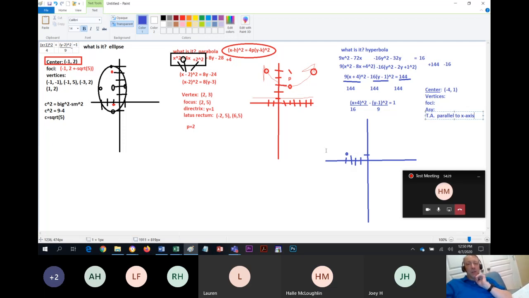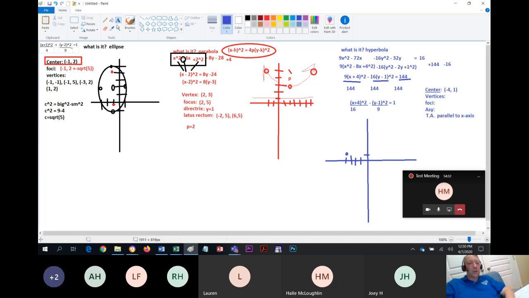How many? 4. We go left and right 4. So 1, 2, 3, 4. That's going to put us right on the axis here. And then we need to go 4 to the left. 1, 2, 3, and 4. Okay, so then I can draw that there.